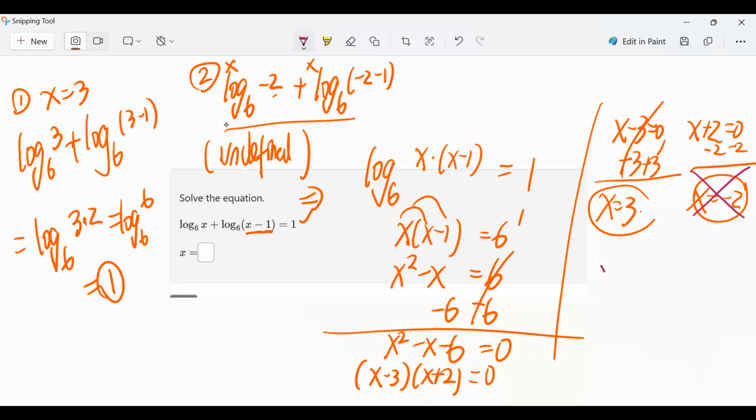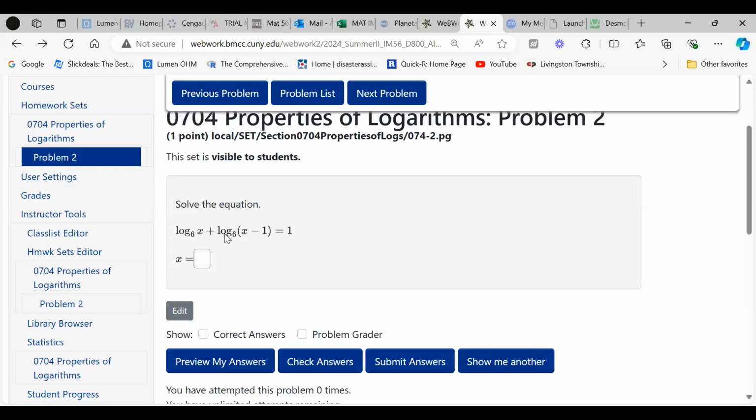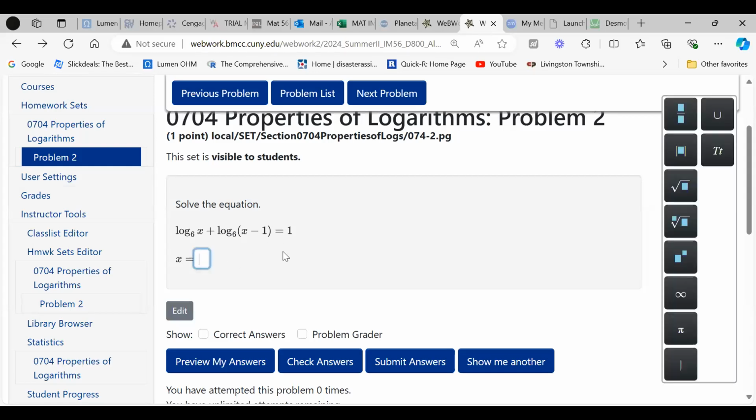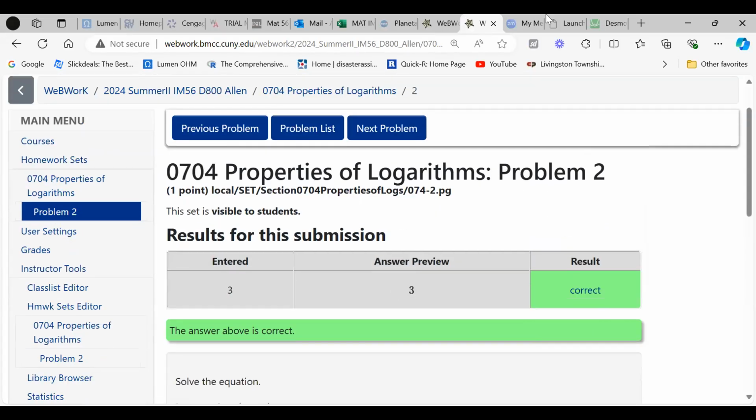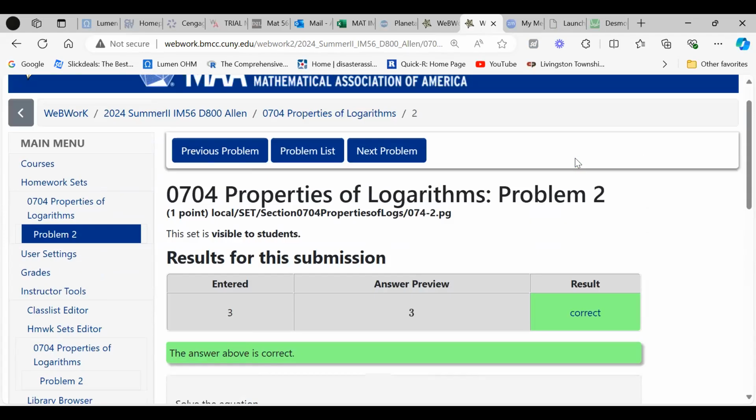Right. So the only solution is actually 3. So be careful, right? When you have a quadratic equation, typically one of the answers is not good. We gotta double check by plugging the value back into the original equation. So here it's only going to be 3. 3 is the only solution. Any question about this?